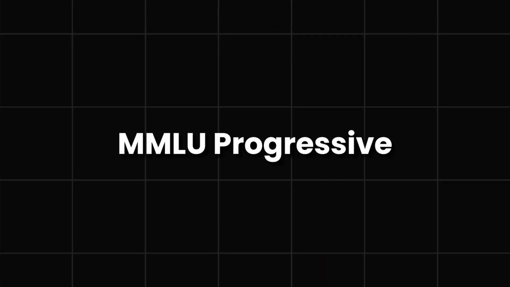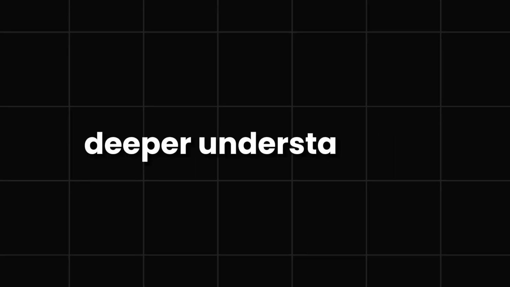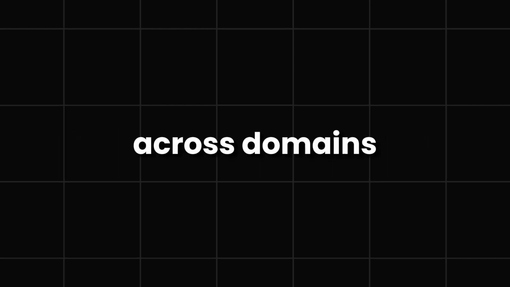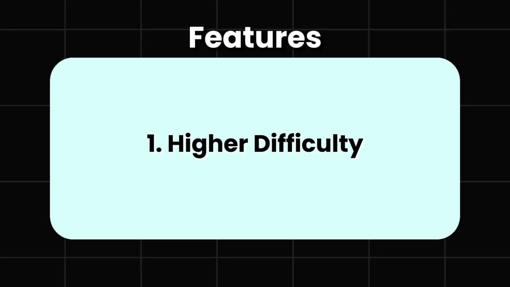And secondly, there is MMLU Pro, whereby the Pro stands for progressive. It is an enhanced version of MMLU that focuses on progressive reasoning and deeper understanding. It includes more challenging questions that require multi-step reasoning, synthesis of information, and application of knowledge. The questions are designed to test not just factual recall, but also the ability to connect concepts across domains and solve complex problems.